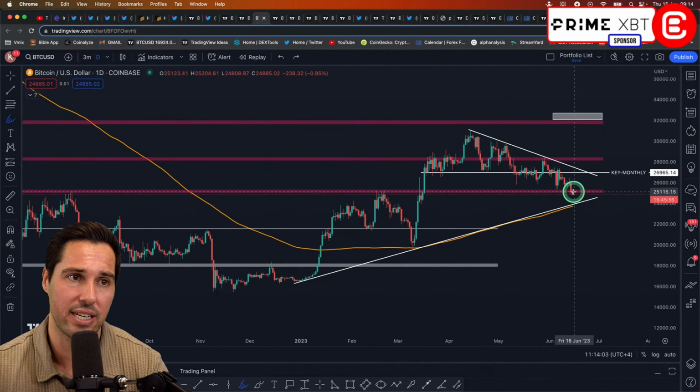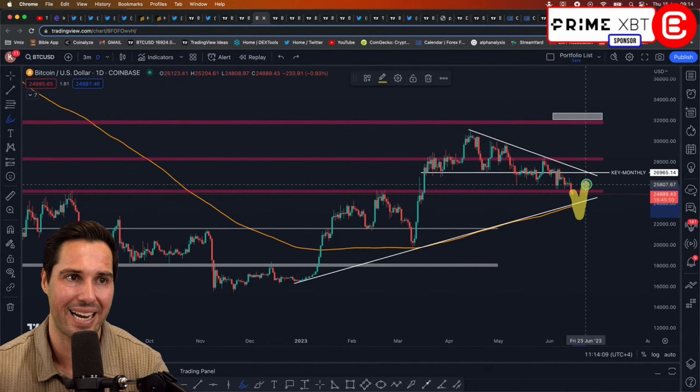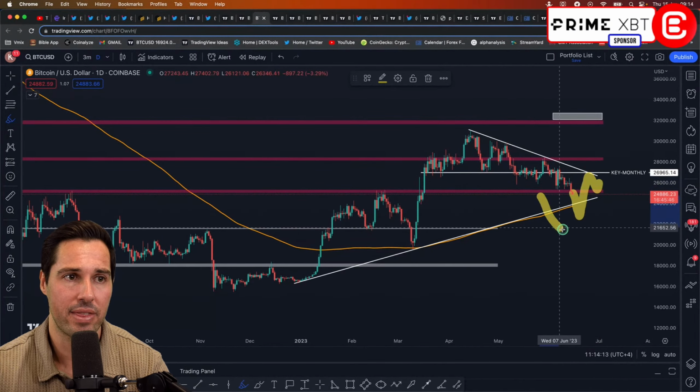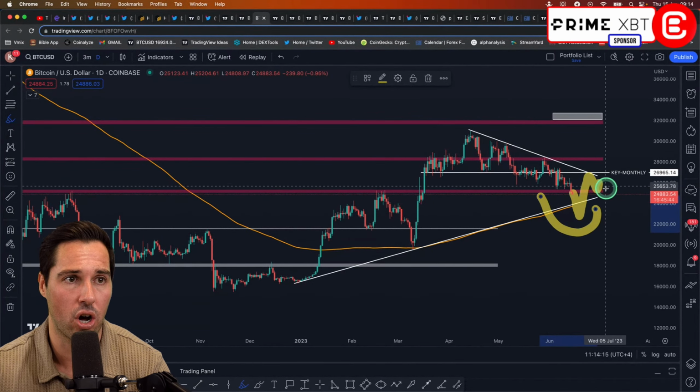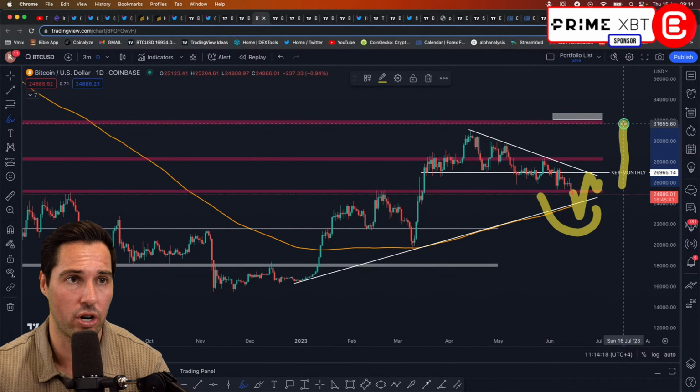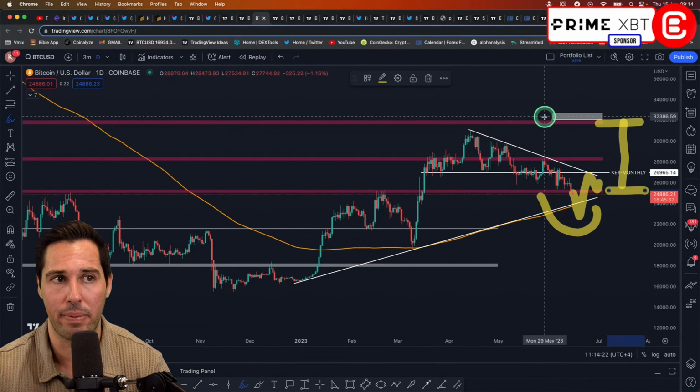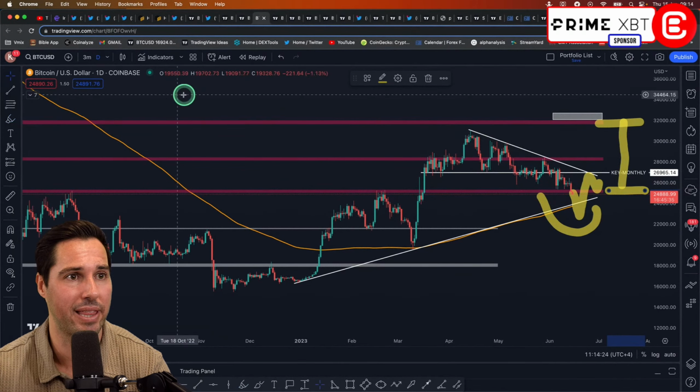I'll wait to see if there's a reaction off here. You might just scare people, break through even to 23K, and then snap back into that range. If that happens, that is a swing failure pattern. That would be my signal and opportunity to go long. And then I'd be looking to play this zone once again, right? So between 32,000 and 25 would be where I would expect price to spend the next couple of months.